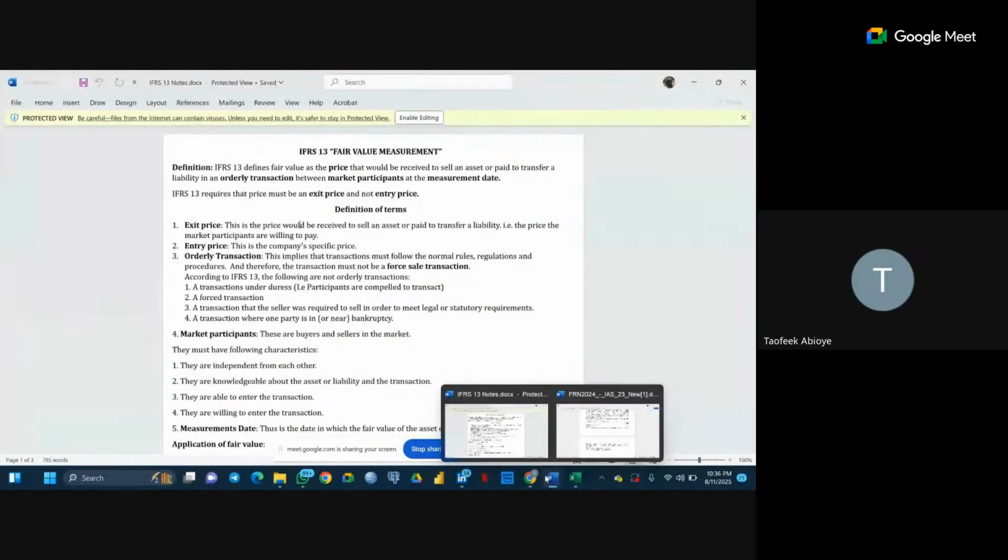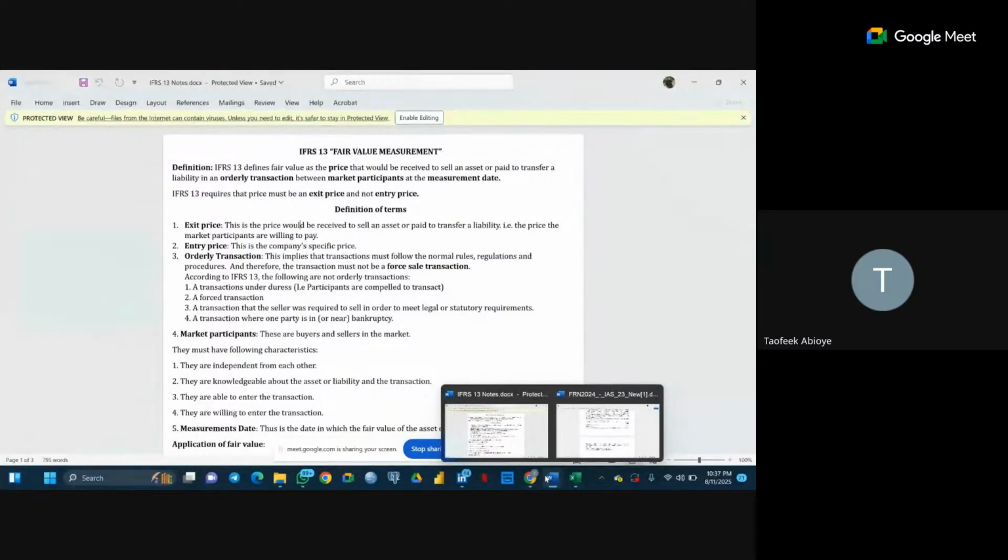So, if that is the case, the party that is doing that transaction under duress will not be able to quote the actual value of that particular commodity that has been transacted. But for a transaction to be at arm's length, none of the parties must be under duress. Both parties must be knowledgeable and have a clear mind about the transaction. In a transaction under duress, participants are compelled to transact.